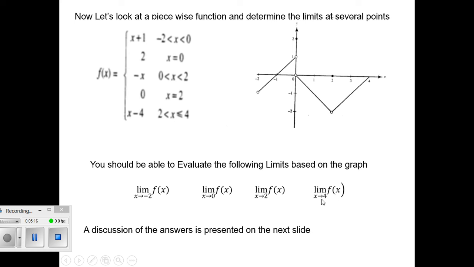Lastly, we're asking, what is the limit as x approaches 4? Well, we have the same kind of situation as when we asked the first question, what happens when x approaches -2?